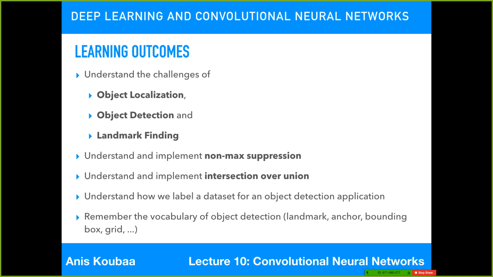The learning outcomes will be to understand the difference between object classification, object localization, and object detection, also landmark finding. You will also understand and implement the concept of non-max suppression. We will also introduce the intersection over union metric, and you will understand how we label a data set for an object detection application.